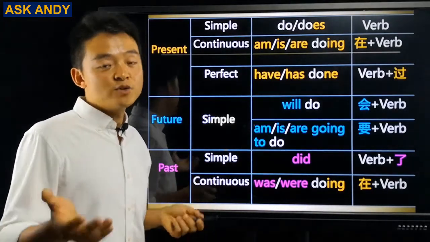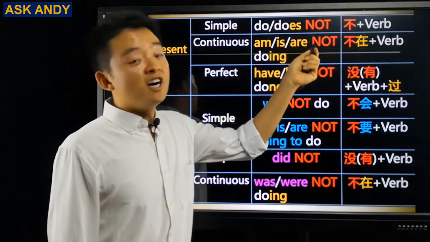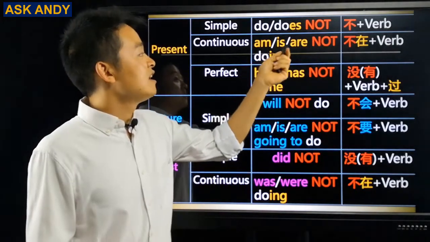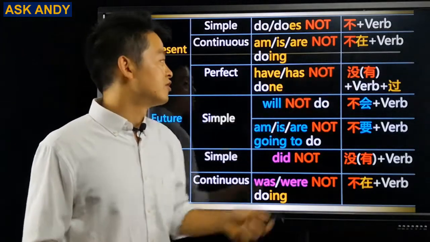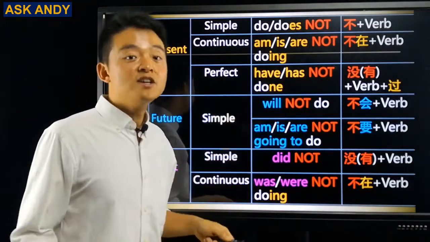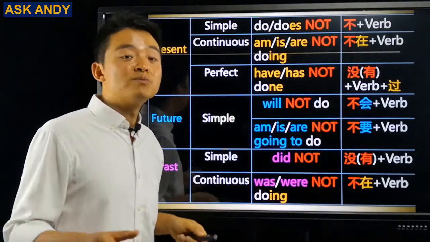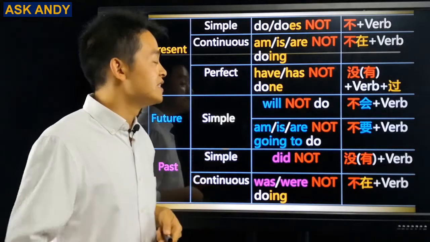How do we negate those verbs in these tenses? Do or does not, we just need a 不 go before the verb. And am, is, are not doing, we are going to have 不在 goes before the verb. For have, has not done, we need to have 没有 plus verb plus 过. And remember that 有 is optional. You may not see it or hear it in some sentences.